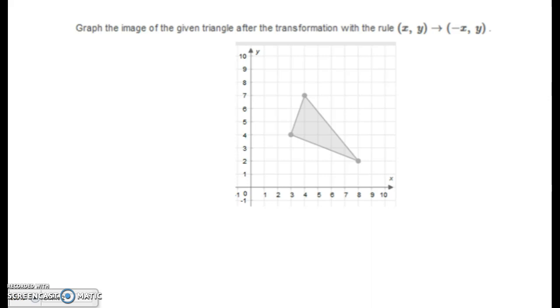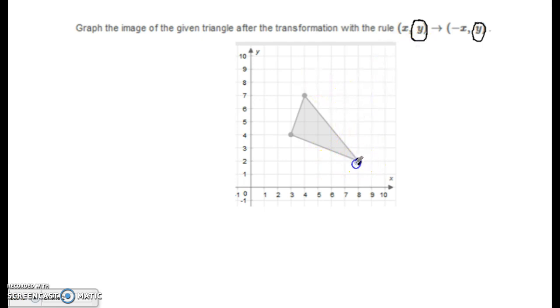All right, graph the image of the given triangle after the transformation with the rule of change the sign of x and keep y the same. So remember, just by looking at the mapping rule, I already know that I'm reflecting across the y-axis because the y stayed the same and we changed the sign of x. But if you don't automatically know that, it's no big deal.